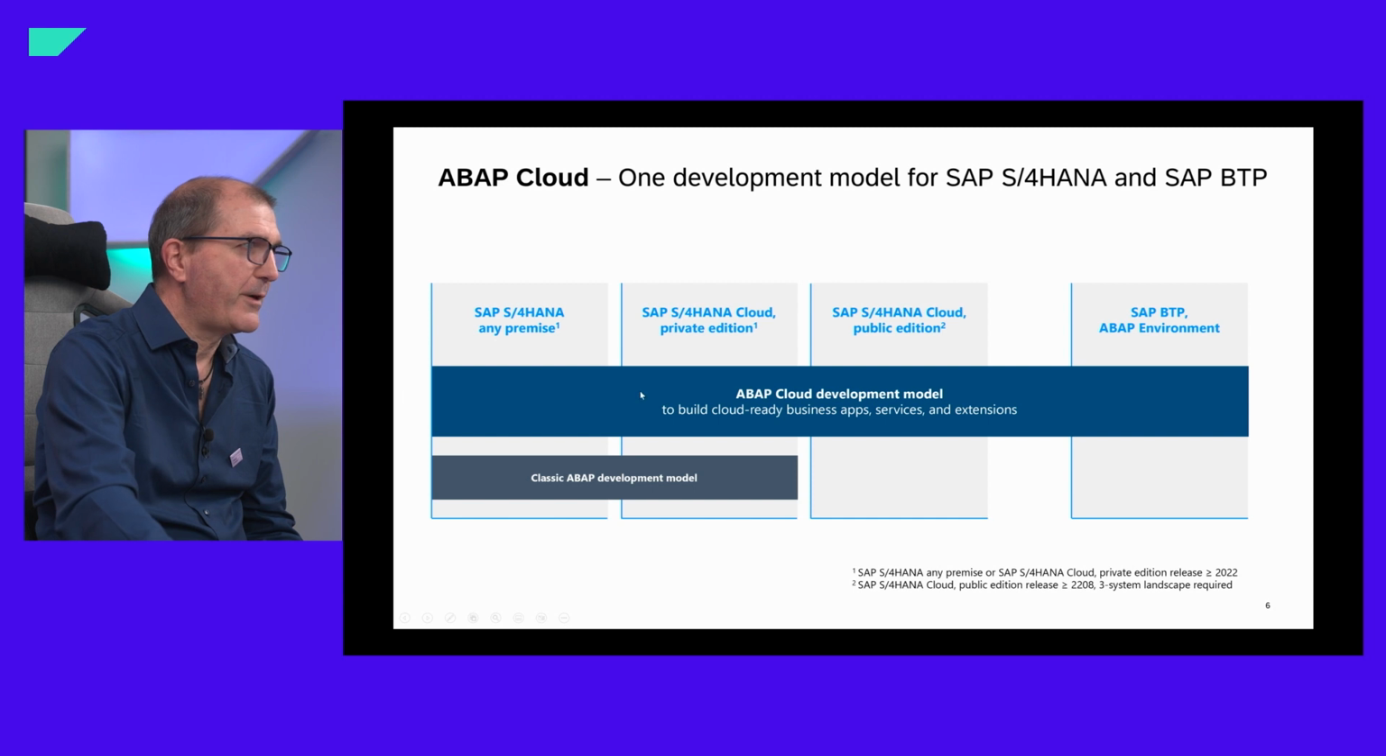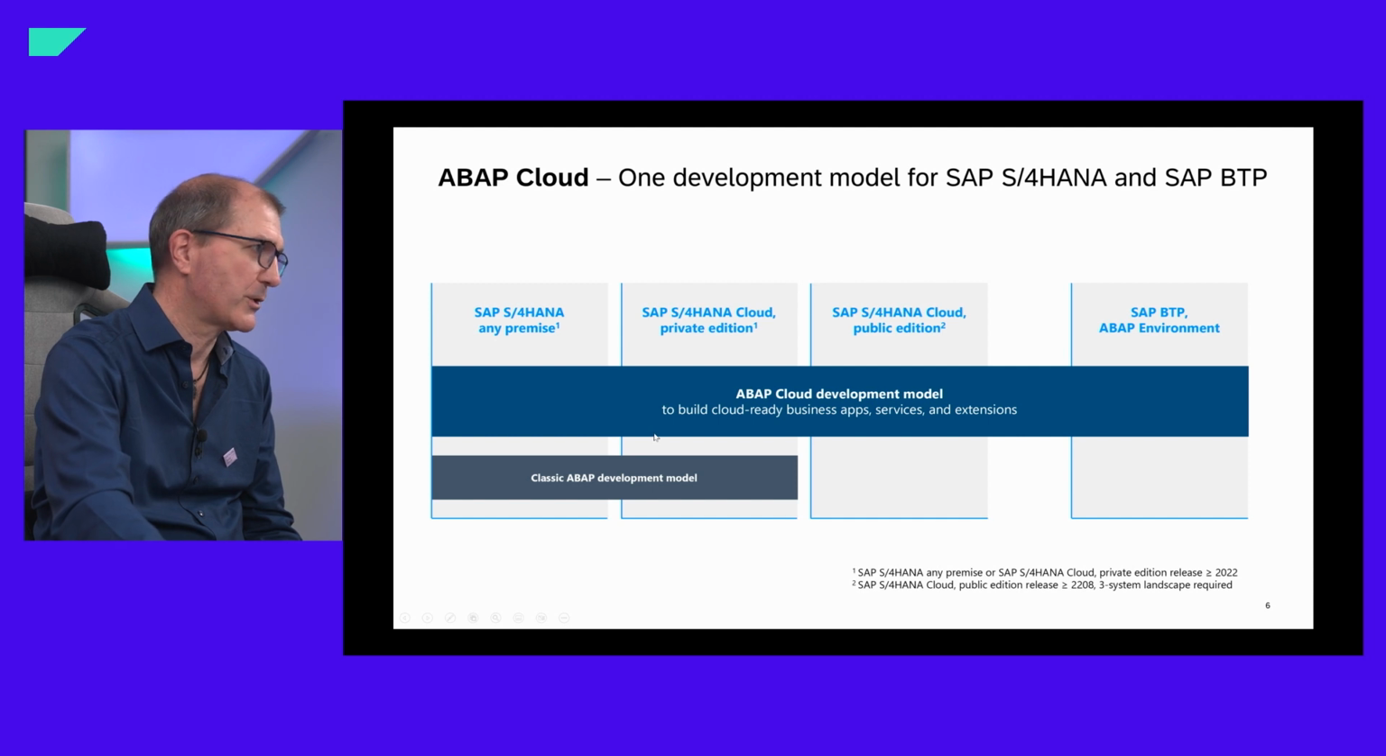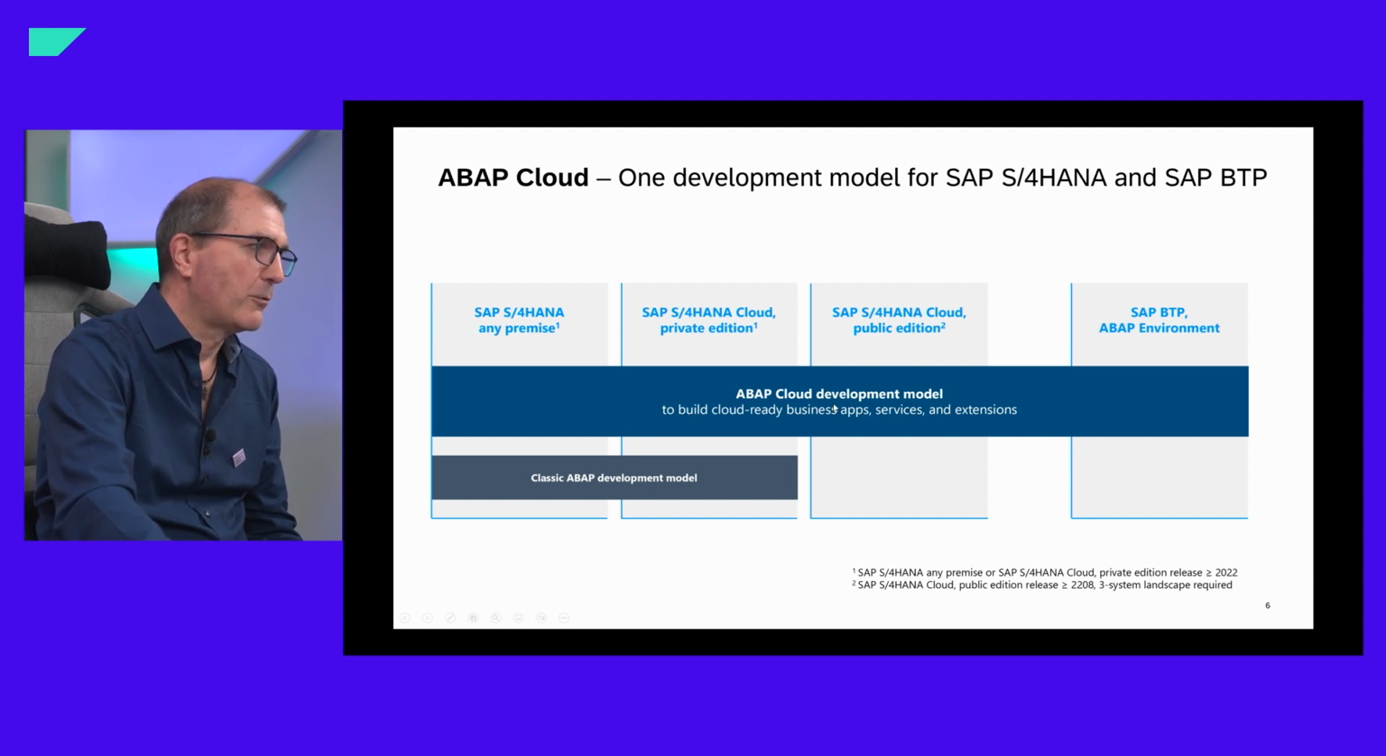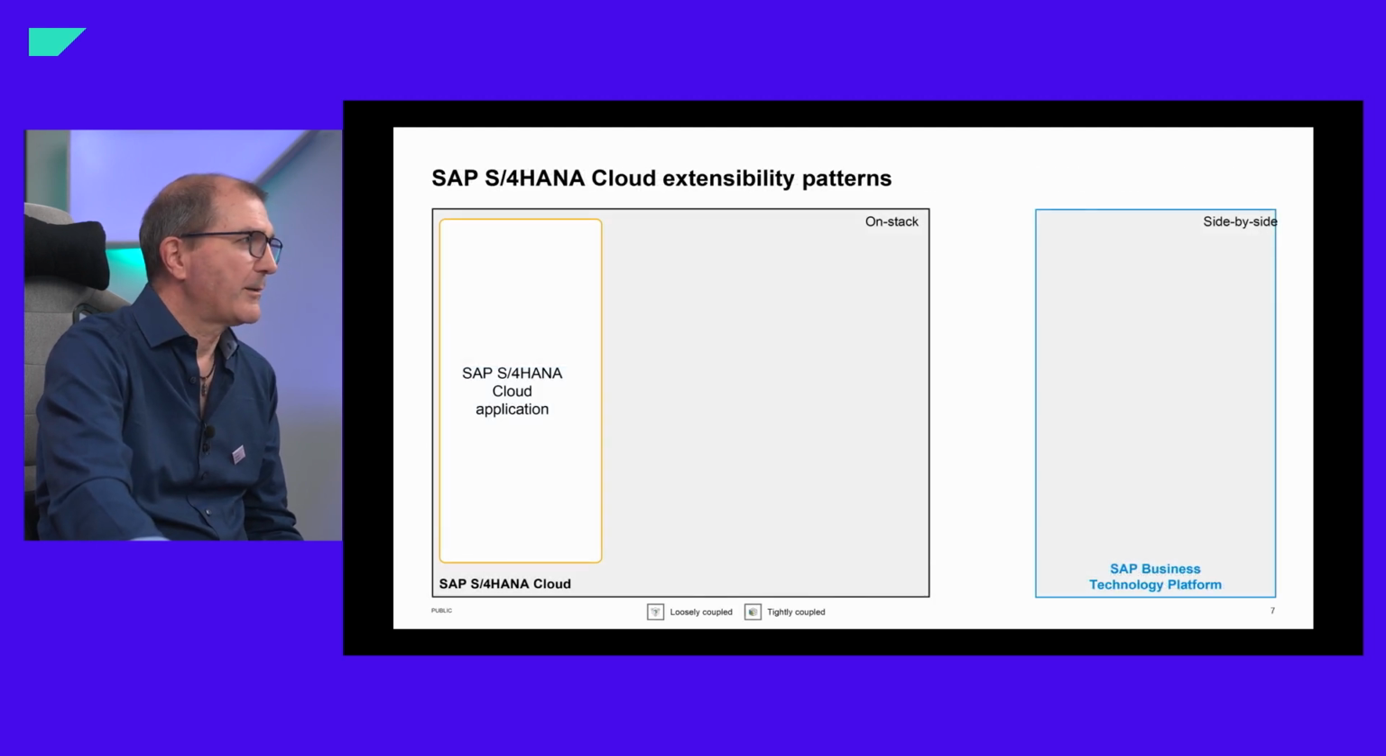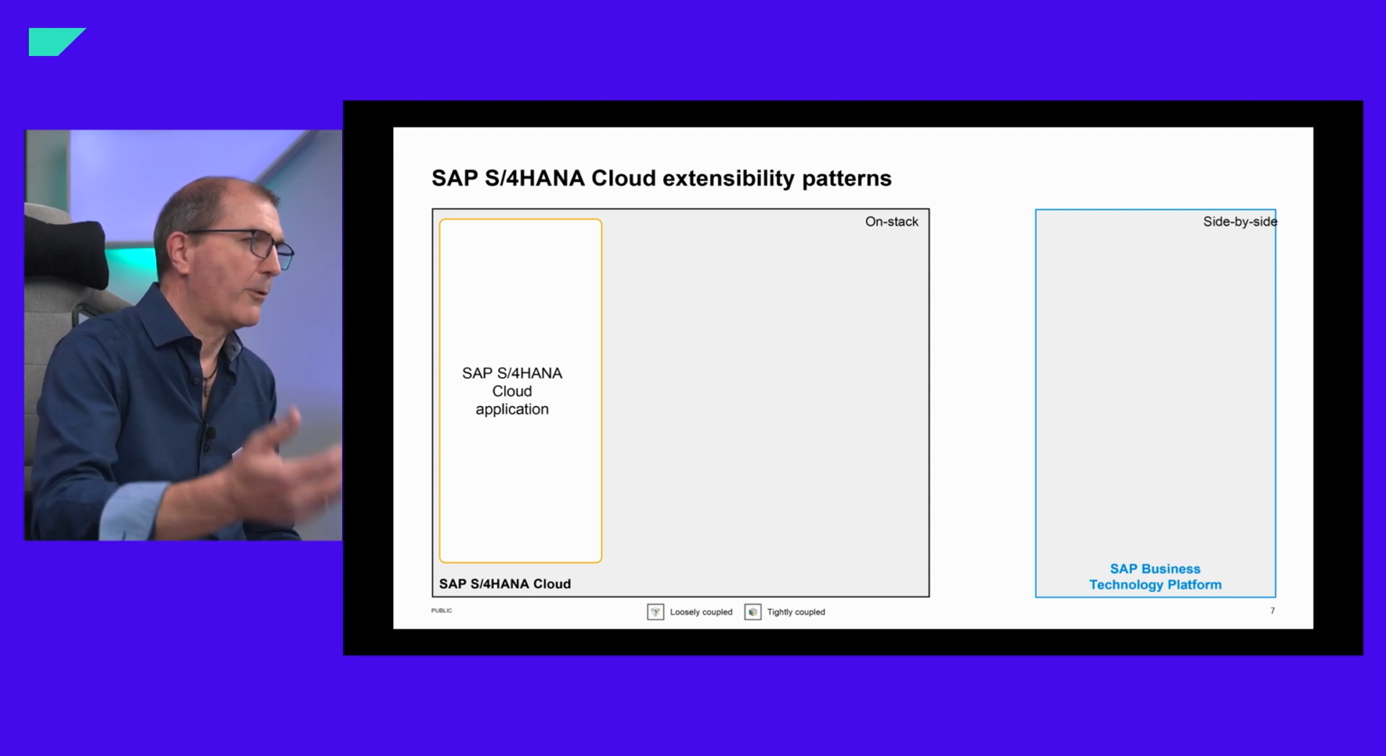So this is also shown here. We now have one ABAP development model that can be used for all the different ABAP versions that are around, whereas the classic ABAP programming model you can only use in private cloud editions and in on-prem editions. So if you want to stay relevant, have a look at what is coming now. And the topic of today is how to use ABAP Cloud with extensions.